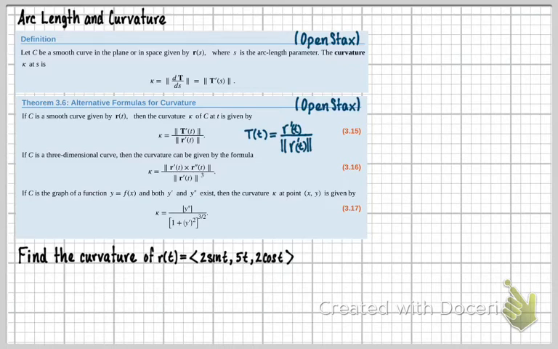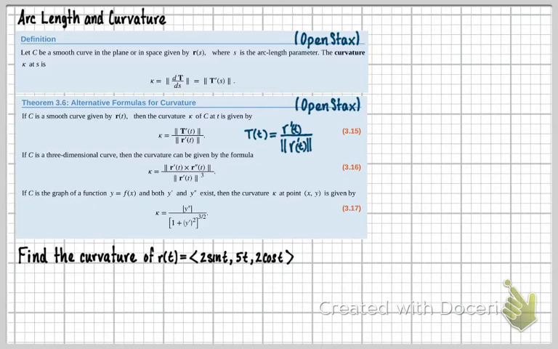It says if C is the graph of the function y equals f(x), and both y prime and y double prime exist, then the curvature K at point (x, y) is given by this fancy formula. The nice thing about this one is if I'm given an equation, then I could come up with a curvature formula for this, and I don't have to find r(t), to get r prime(t) and then r double prime(t). So that's the nice thing about the third formula. It comes in handy here and there, but probably the least, but it can be used.